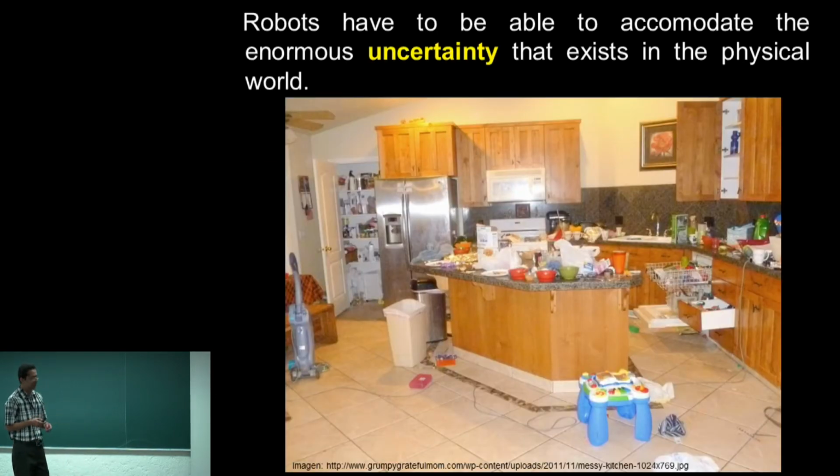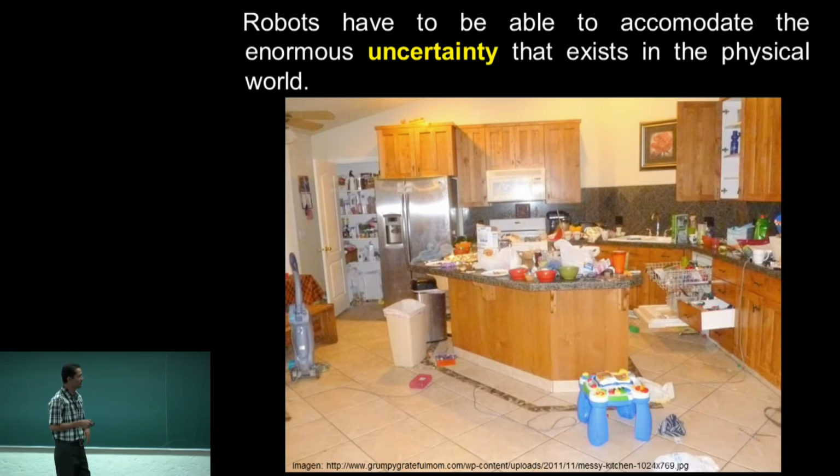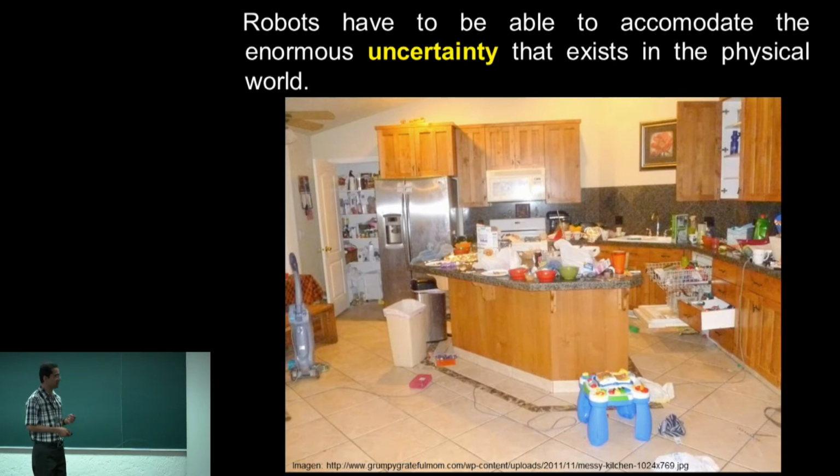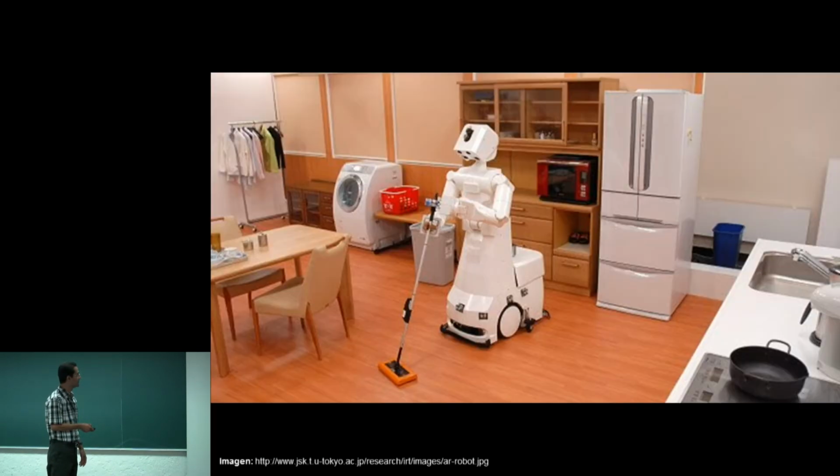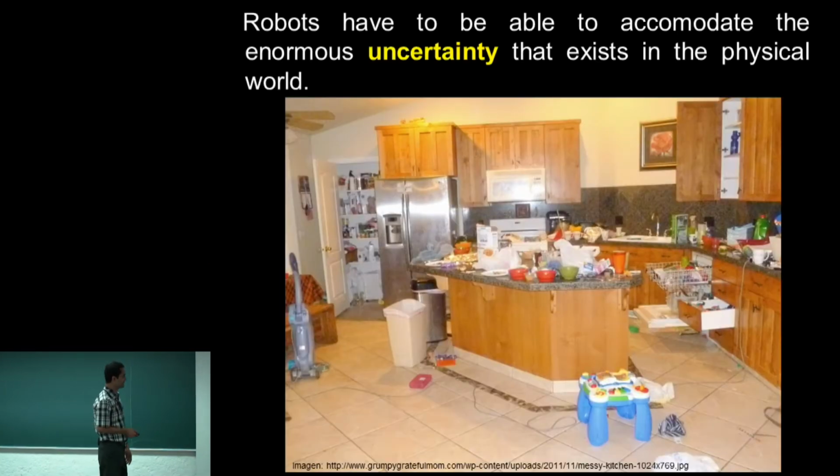The first problem about information means that robots need to be able to handle uncertainty in a very good way. We as humans can navigate, I mean, this is a very messy kitchen. And if we buy a robot to clean our house, we expect to have a robot working in this environment, right? This environment is very clean, it's a laboratory, so it's very nice. But something like this is the real thing, right? So it's very important for the robot to be able to accommodate the enormous uncertainty that exists in the physical world, and we humans are very good at handling this uncertainty.